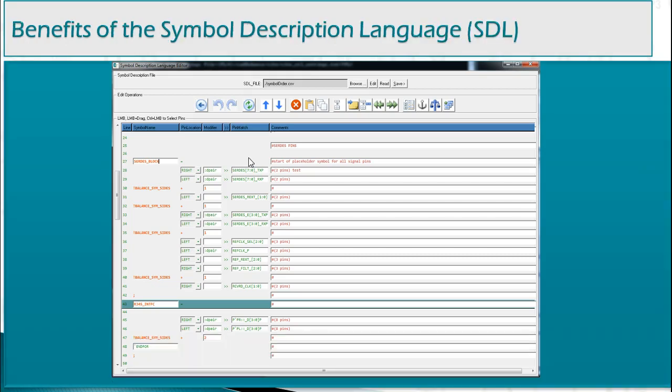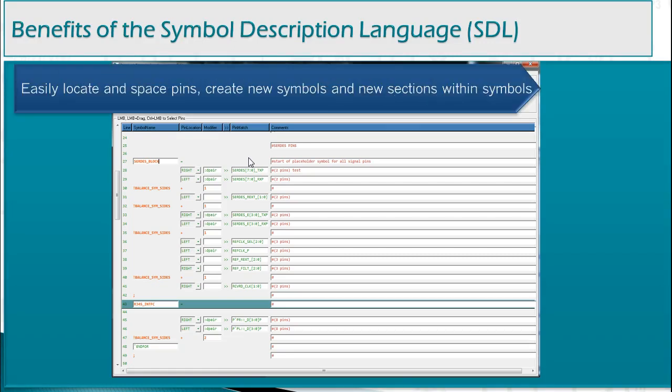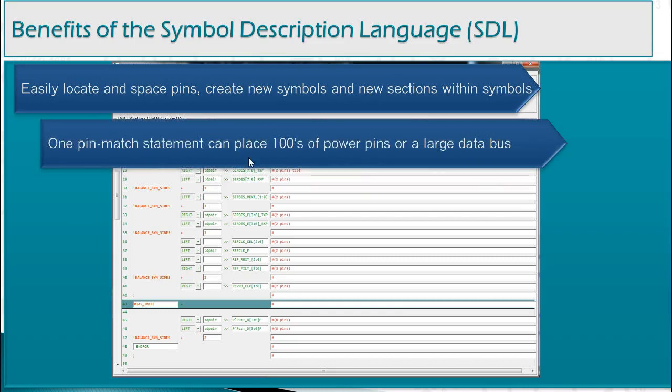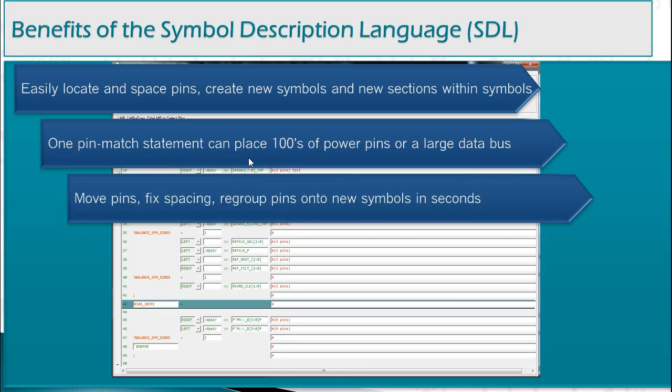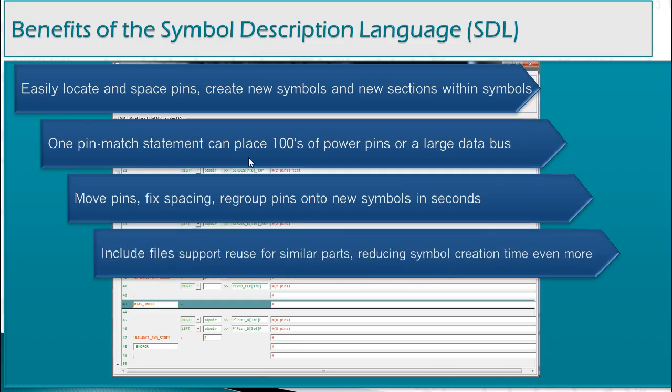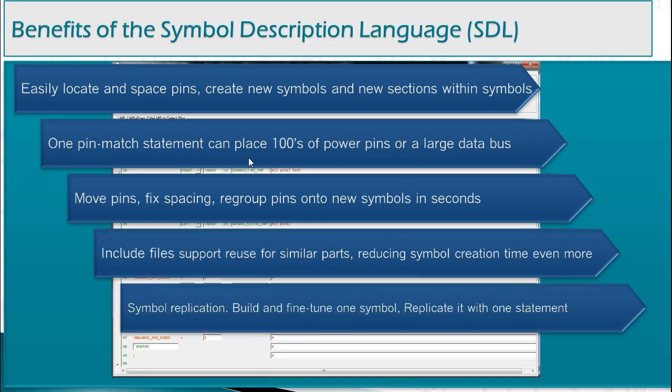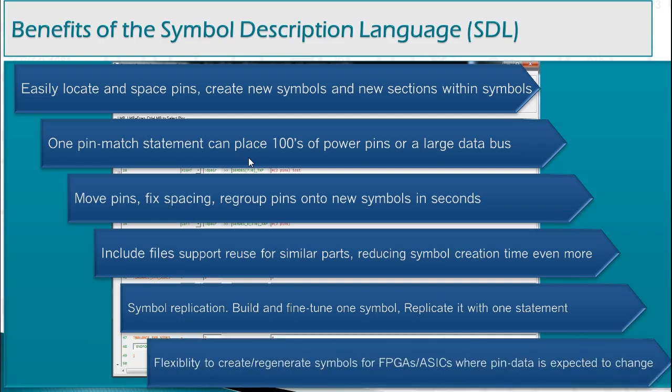Here are some of the benefits of the symbol description language. You can easily locate and space pins, and create new symbols and new sections within symbols. One pin match statement can place hundreds of power pins or a large data bus. We can move pins, fix spacing, and regroup pins into new symbols in seconds. Include files support reuse for similar parts, reducing symbol creation time even more. Symbol description language also supports symbol replication, so you can build and fine-tune one symbol and then replicate it with a replicate statement. It provides the flexibility to create and regenerate symbols for FPGAs and ASICs where the pin data is expected to change.